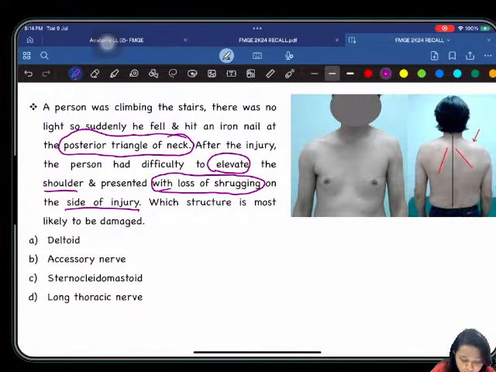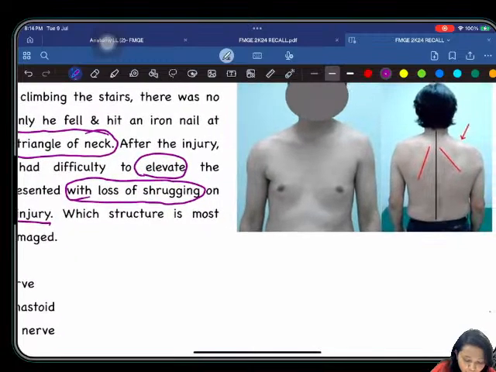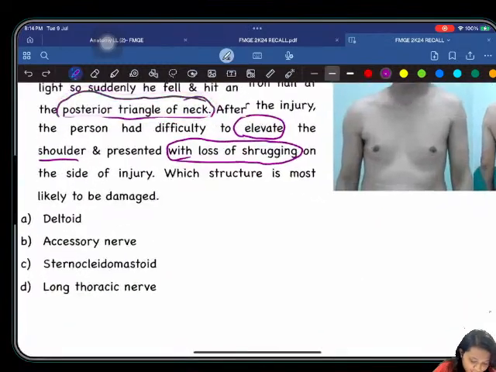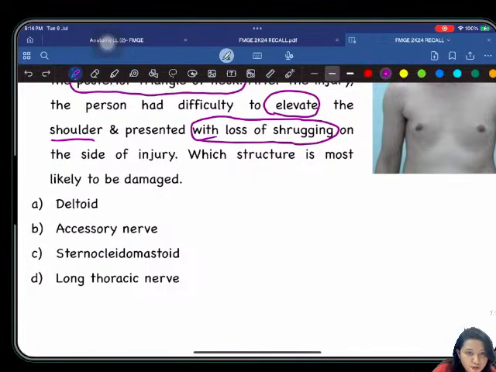They have given an image where you can see that there is loss of shrugging on the same side. So which structure is likely to be damaged? They have given the options: deltoid, accessory nerve, sternocleidomastoid and long thoracic nerve.